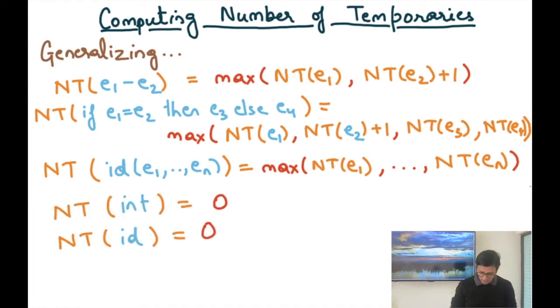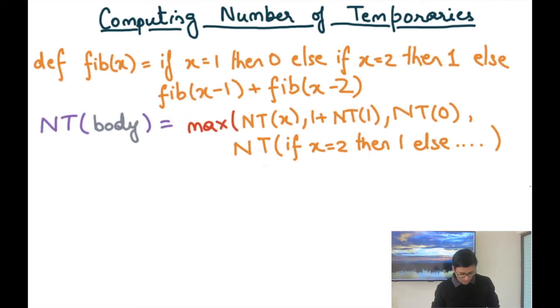Finally, the base cases. So for NT of Int, which is an integer constant, we don't need any temporary, so it's just 0. And similarly for NT of ID, we don't need any temporary, it's just a load word instruction, so we just use a 0 there as well. Alright, so with that, we are ready to run this procedure NT that we have just defined on the Fibonacci program that we use as a canonical example. And so whenever we see a function declaration, it would be associated with the body, and that's what we basically are going to compute.